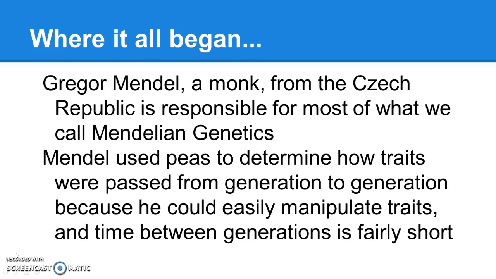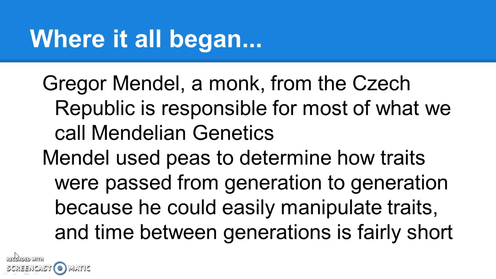Well, this began with Gregor Mendel, a monk from the Czech Republic. He's responsible for what is known as Mendelian genetics. And that basically means something that is dominant or it's recessive. It can't be any kind of mixture. It can't be any other type of thing. Only dominant or recessive genes, which is what we're going to talk about in this video.